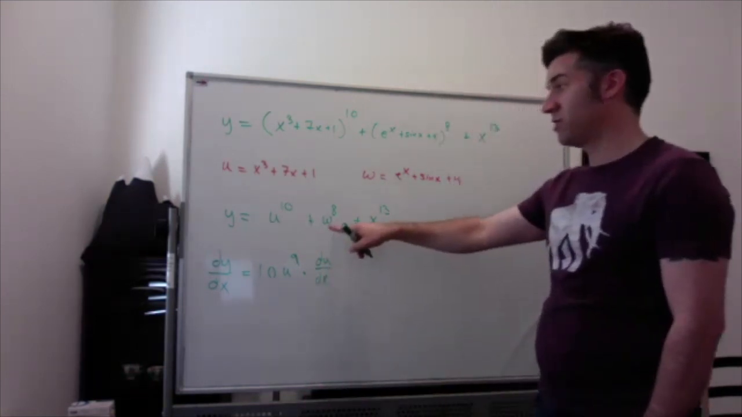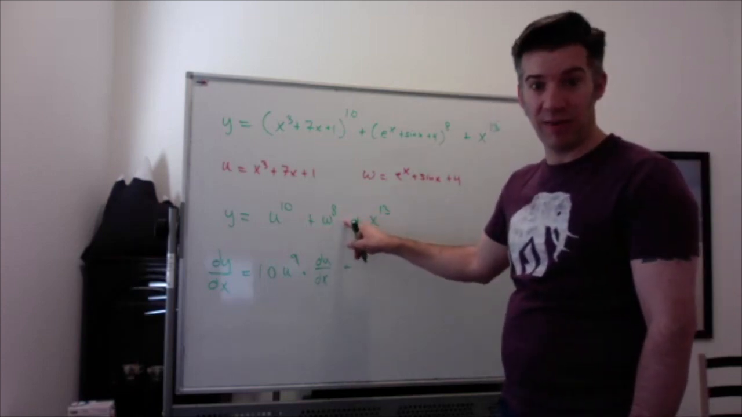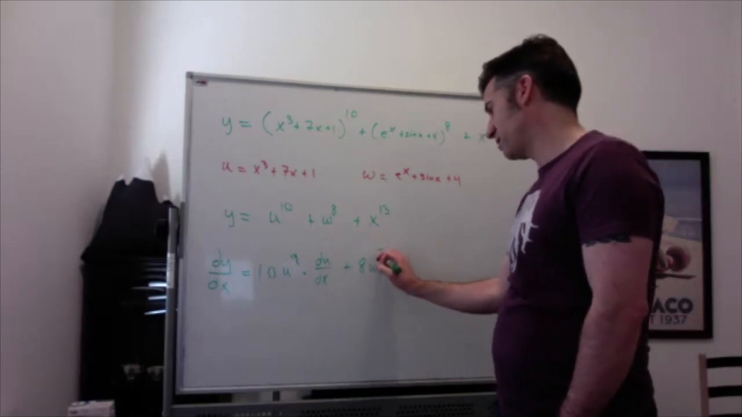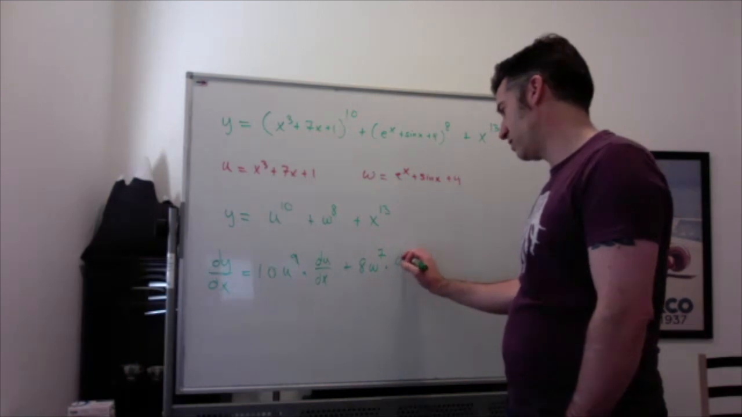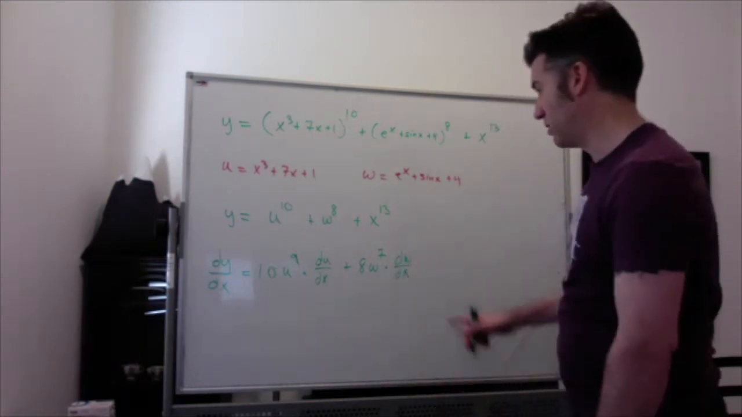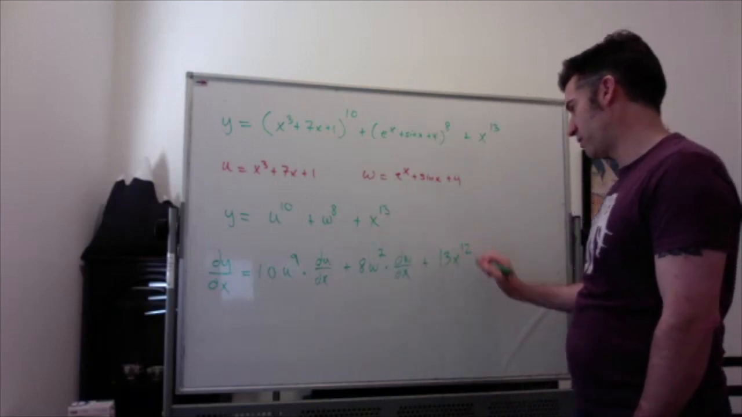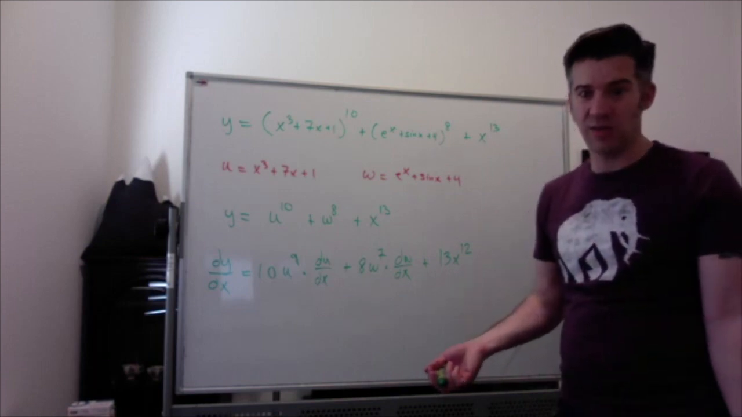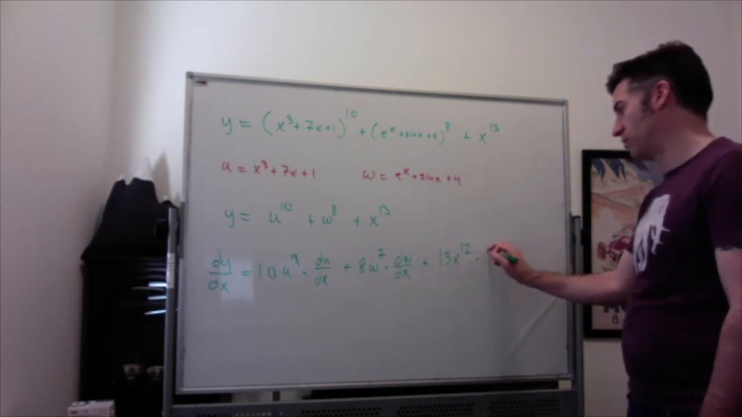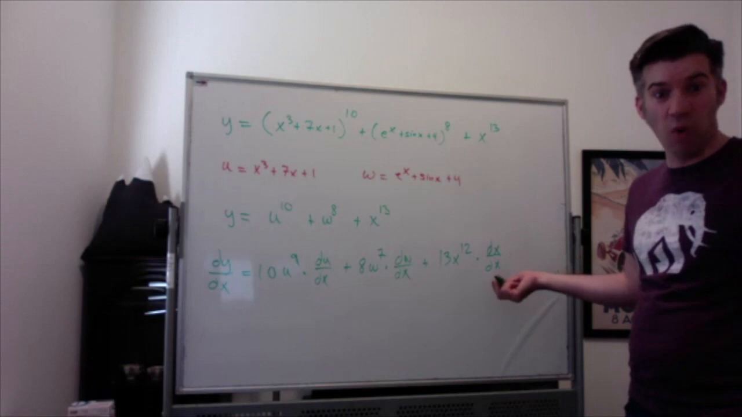Same deal is going to be true for w to the 8th. The derivative of some stuff to the 8th power, where that stuff is a function of x, is 8 times my stuff to the 7th power times the derivative of that stuff. And the derivative of x to the 13th is going to be 13x to the 12th. If you wanted, you could say the derivative of stuff to the 13th is 13 times stuff to the 12th, and then multiply by the derivative of my stuff, but the derivative of x with respect to x is just 1, right?